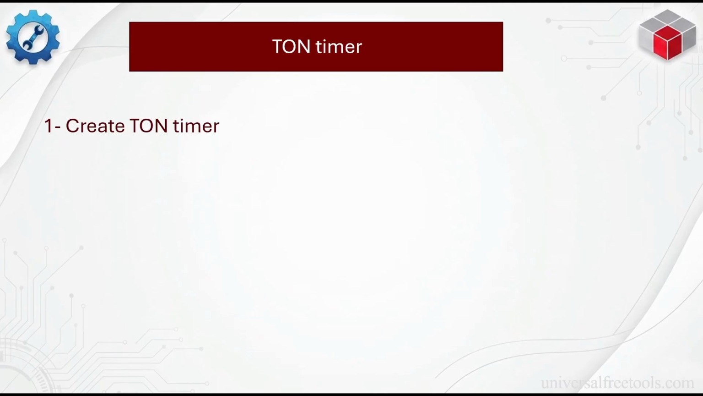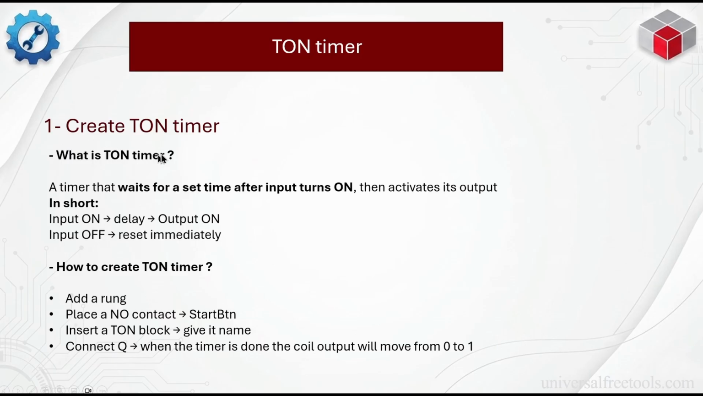Let's do it. Alright, let's talk about the TON timer, which stands for timer on delay. Simply put, it's a timer that waits for a specific amount of time after an input turns on before it actually fires its output. The logic: think of it like this. Once the input goes on, the delay begins. After that delay hits its limit, the output flips to on. But if the input goes off at any point, everything resets immediately. In short, input on, wait a bit, output on. Input off, back to 0.